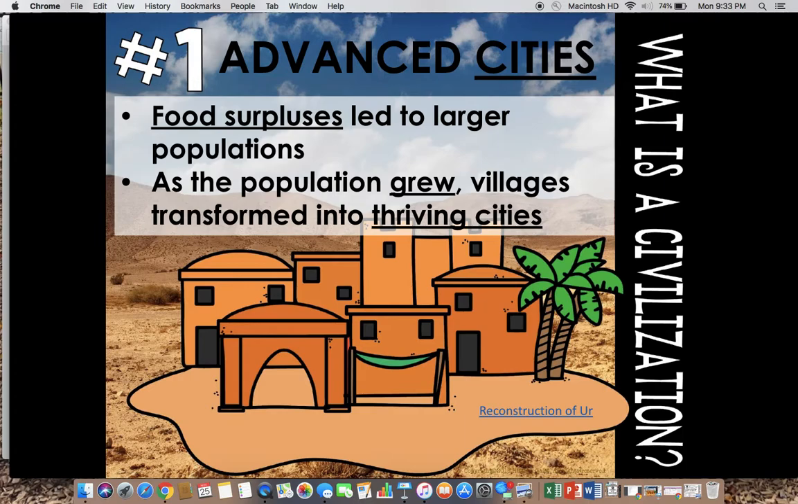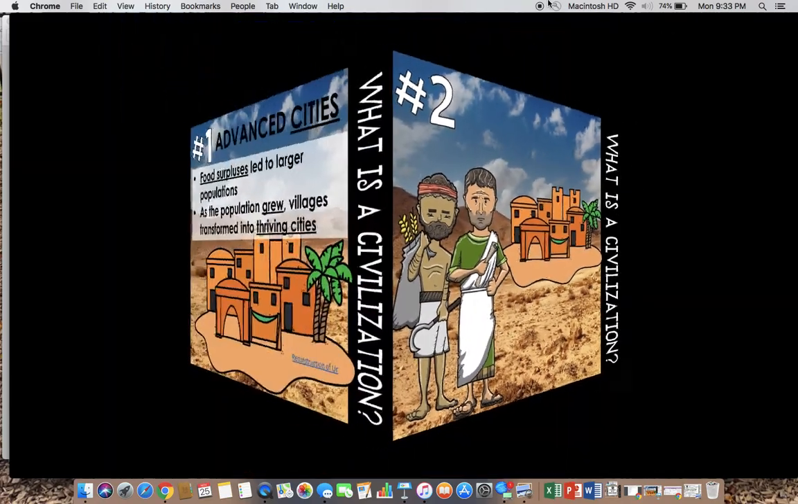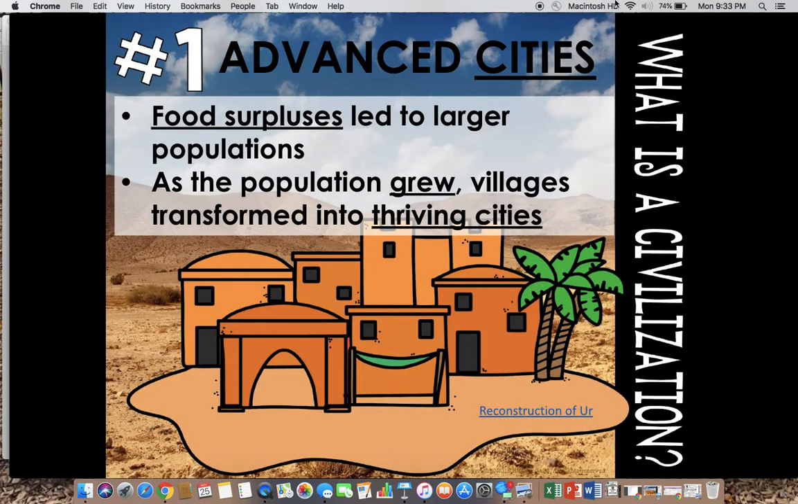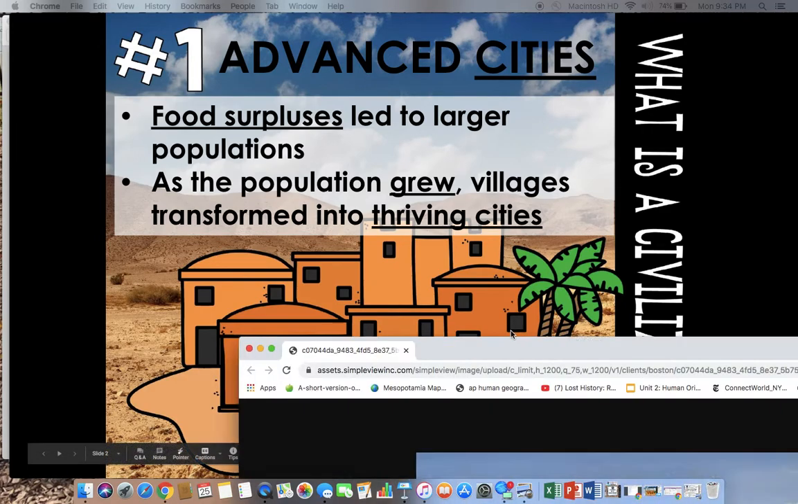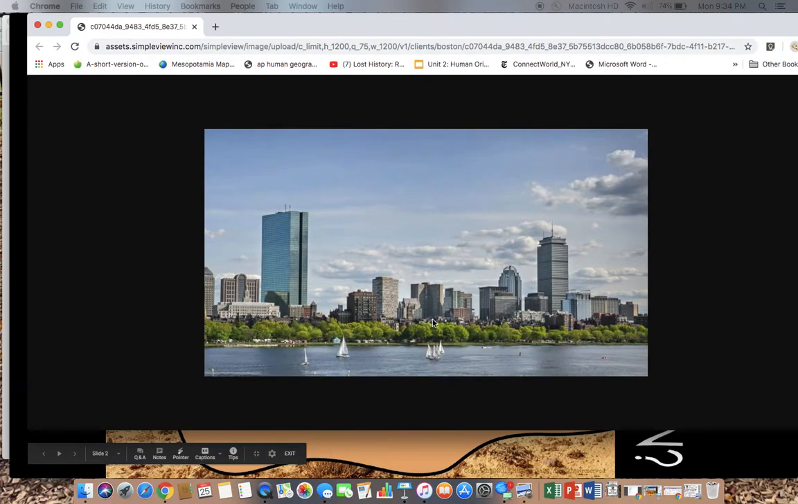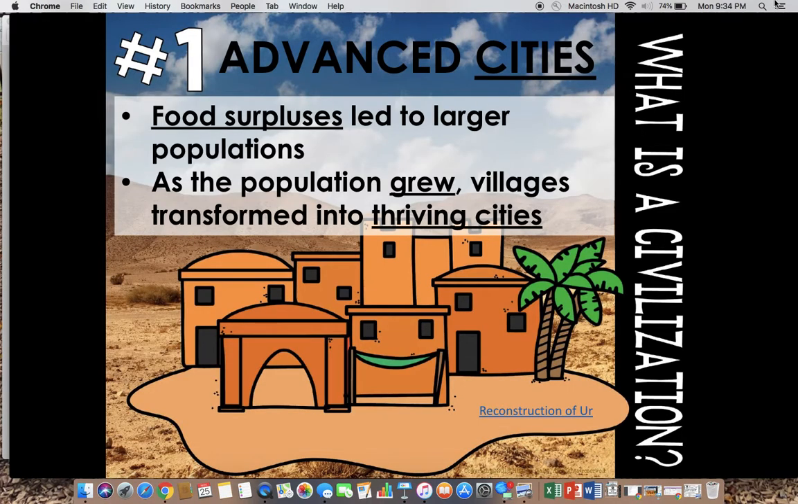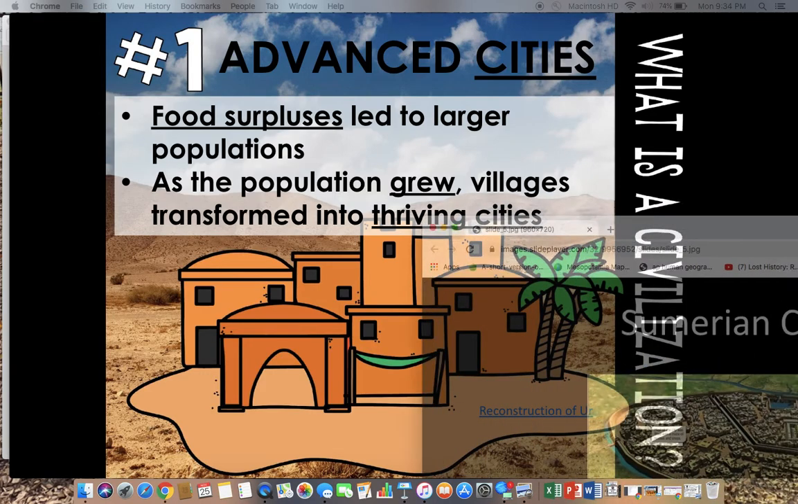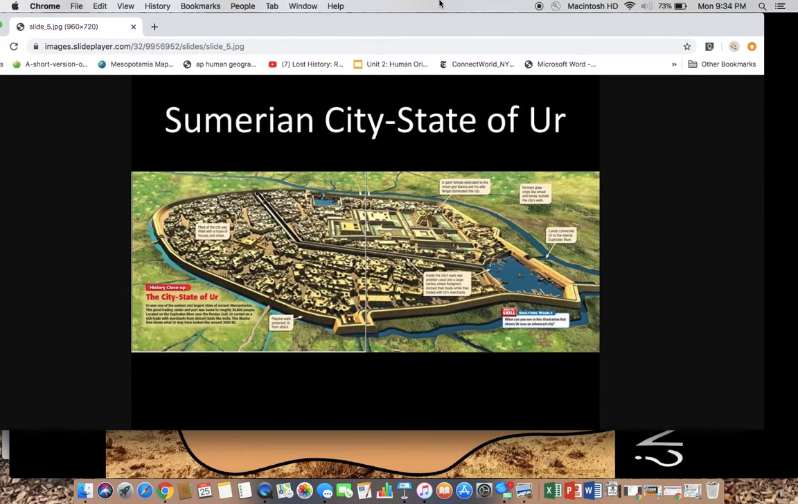And a lot of times when we think about cities, one of the things that we think about is cities with skyscrapers. And that's not really necessarily the case. Like, this is a picture of Boston. I think we often think that this is the only way a city looked. But in fact, our earliest cities in the world really looked more like this, which is a Sumerian city state.